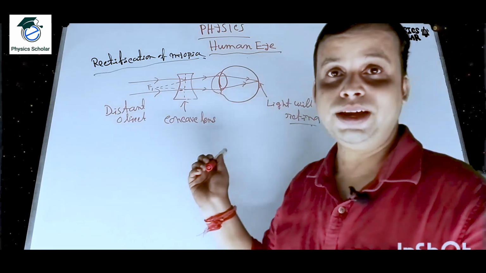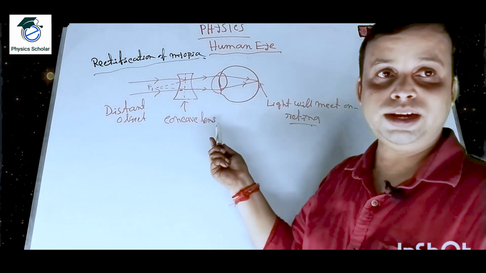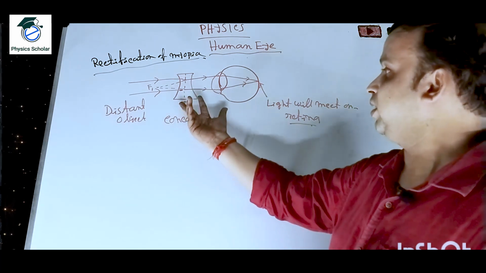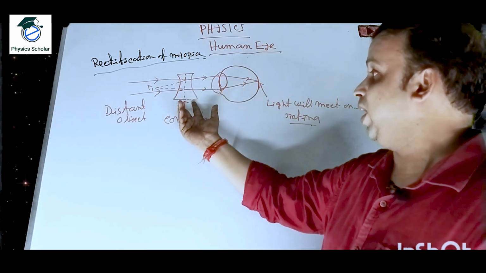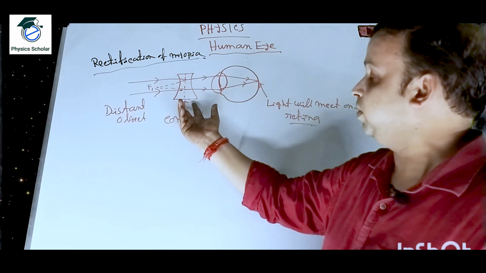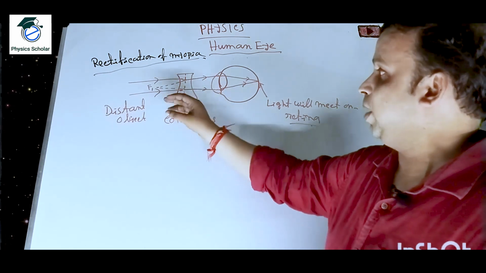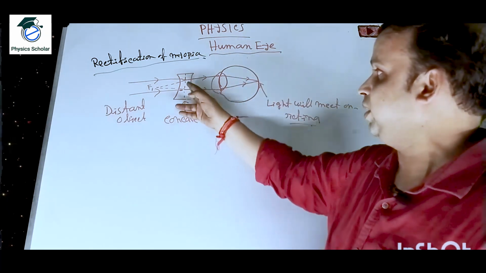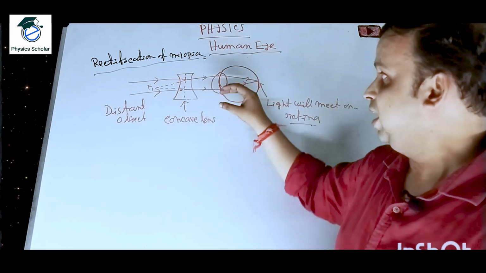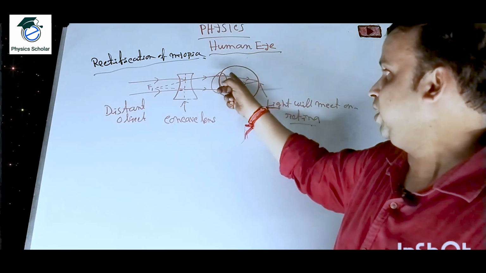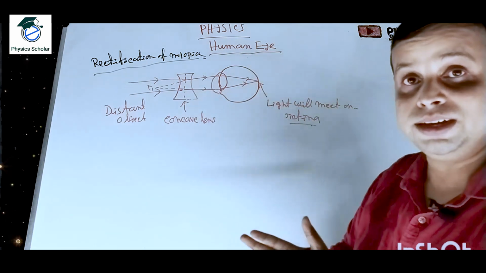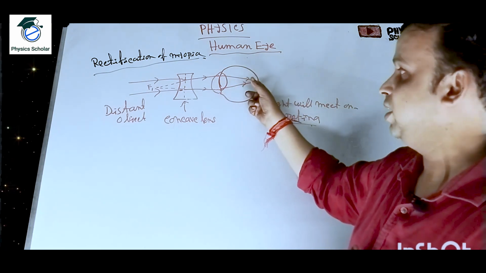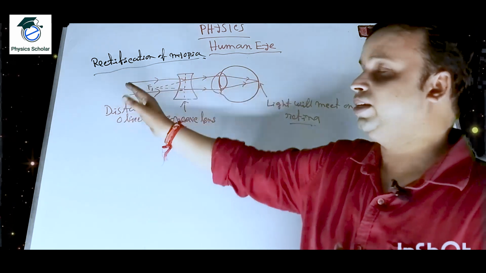So how we can rectify the myopia? We have to use the concave lens, clear? We have to use the concave lens, and we have to adjust the power of it. If we can use the perfect concave lens, then what will happen? The parallel ray of light will be incident on the concave lens, and after refracting through the lens, it will be divergent in nature, and that will fall on the eye lens. Because the eye lens has a greater converging power, after converging it will meet on the retina. Clear? So that's why we can see the distant object properly.